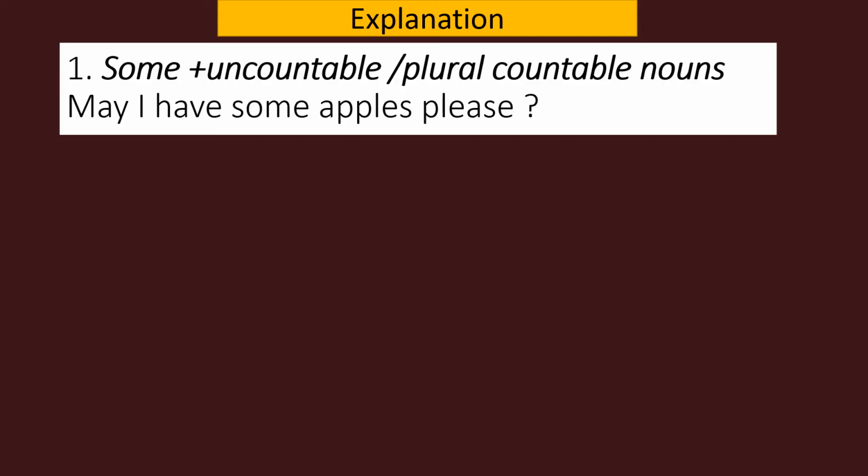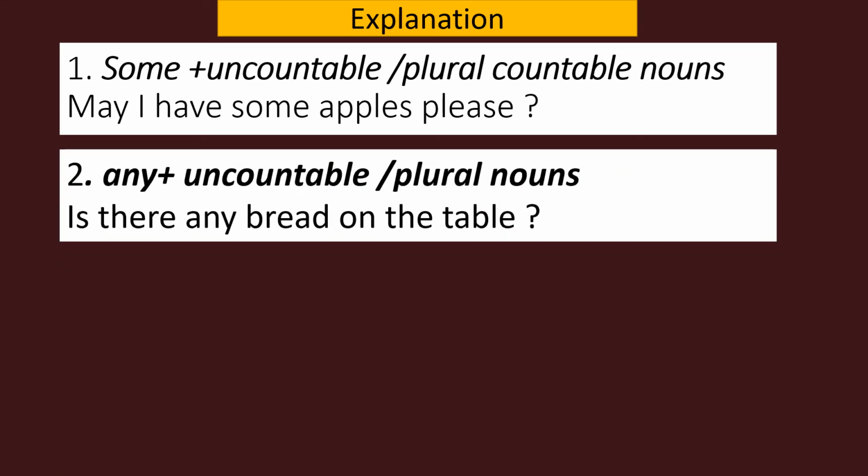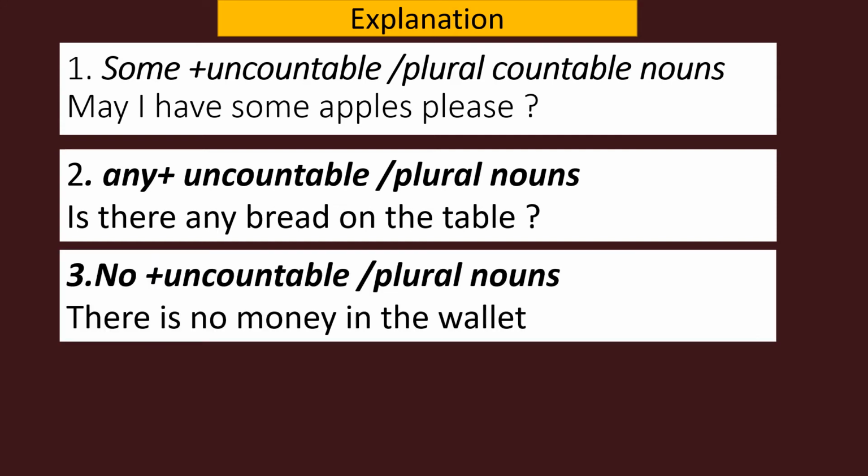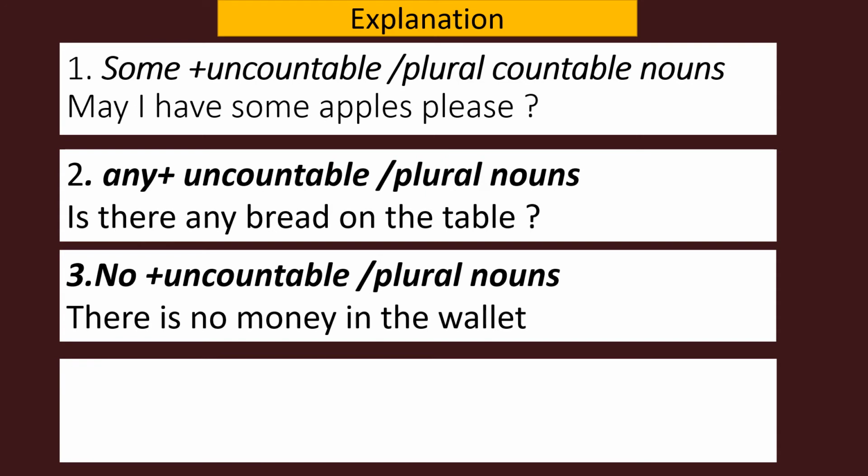Now let's start talking about our second objective for today. We are going to talk about some, any, no, and every. How can we use them? Let's start with some. We use some with uncountable and plural countable nouns. For example, may I have some apples, please? Then I use any with uncountable and plural nouns. For example, is there any bread on the table? And we use no with uncountable and plural nouns. For example, there is no money in the wallet.